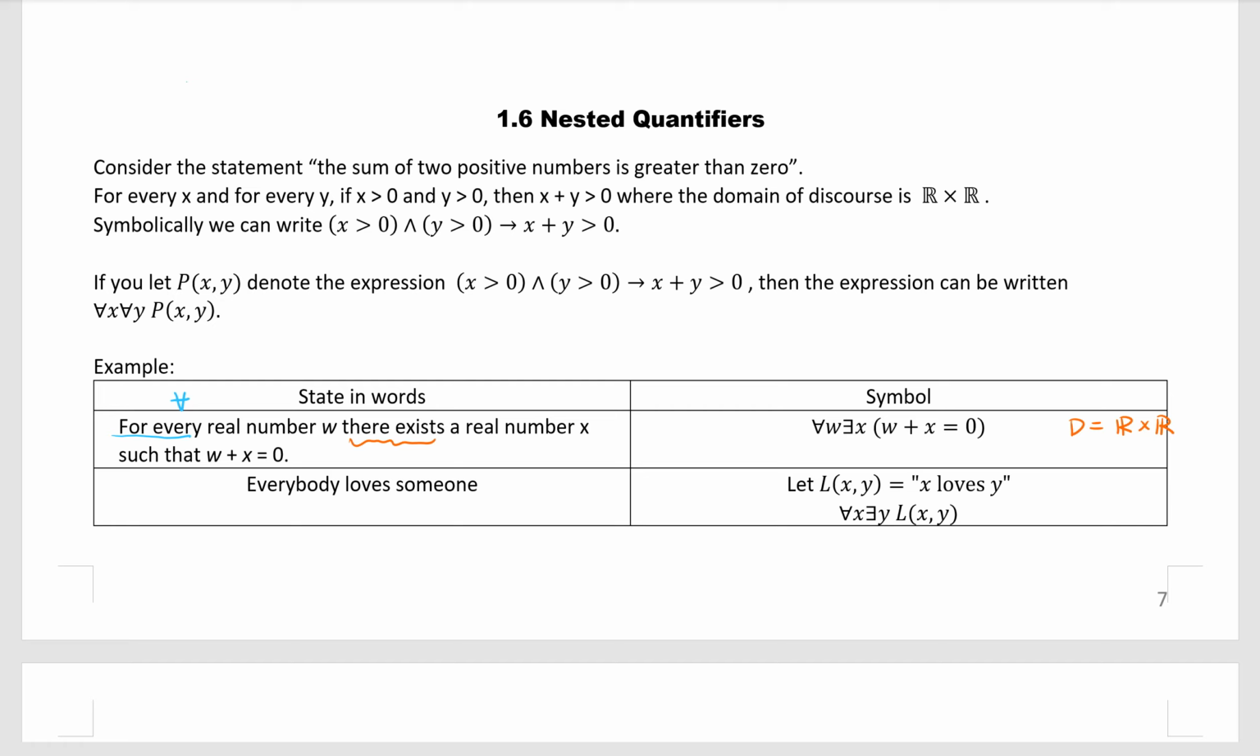So everybody, this is like for all, right? For all x. And someone is there exists. So there exists y such that x loves y. So we let L of x, y be x loves y, and then we have for all x there exists y, and then L of x, y. So this is how we can translate the sentences into logic symbols.